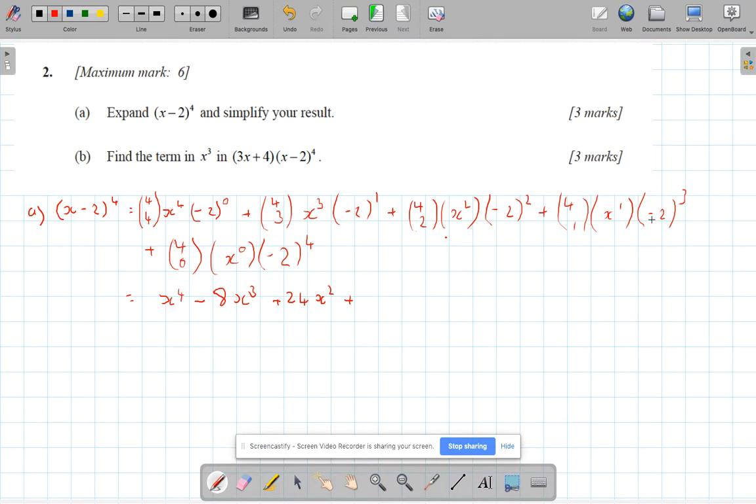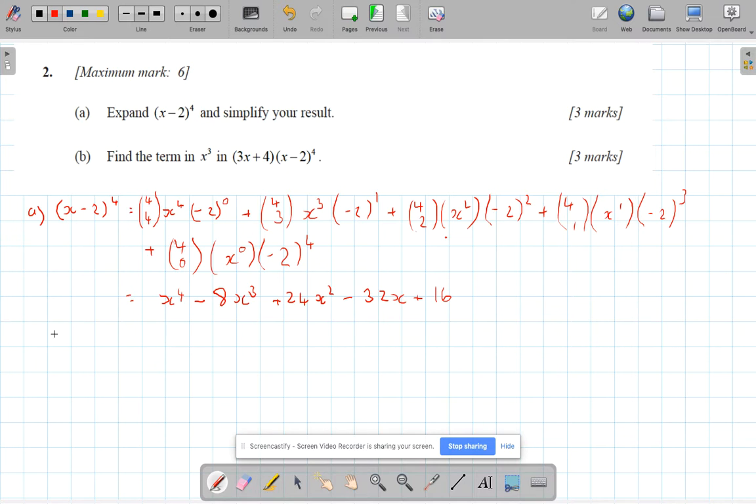4c1 is 4, and this is minus 8. So again, we're going to have a minus number in there. That's going to give me 4 times minus 8 is minus 32 x's. And then finally, 1, 1, and this one here is positive 16.